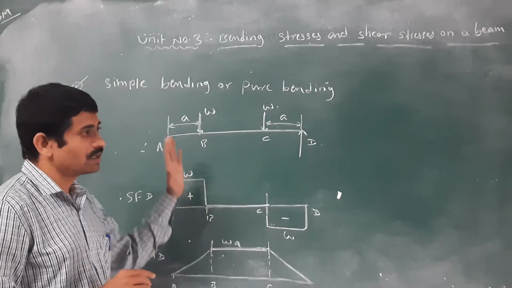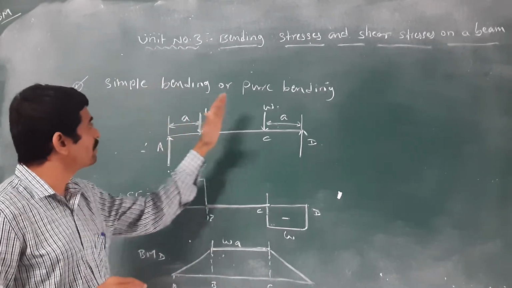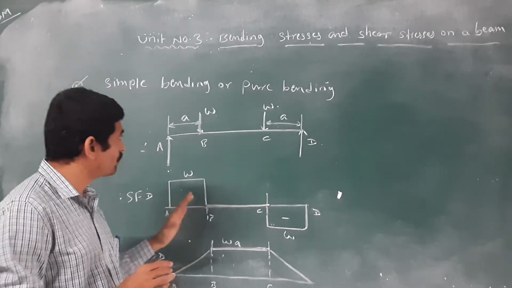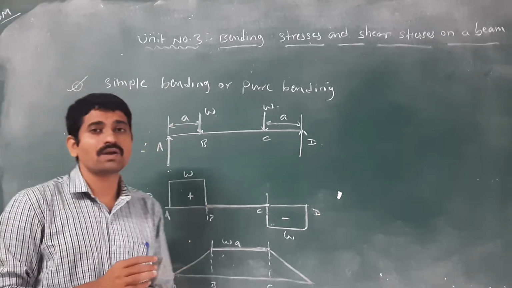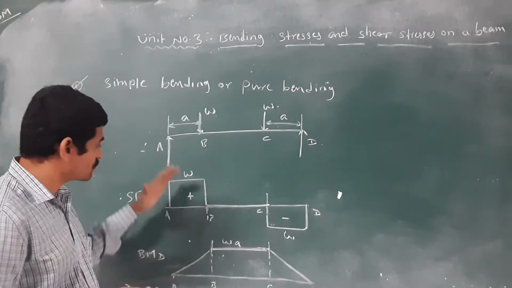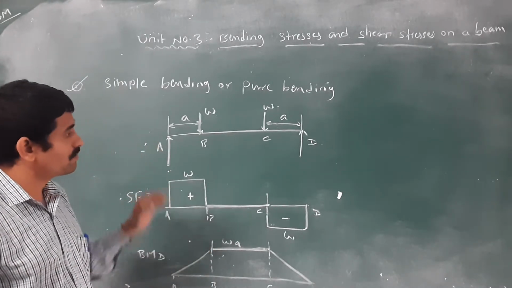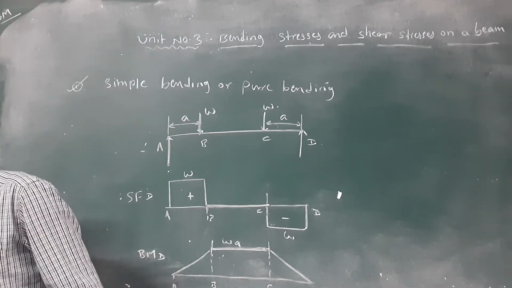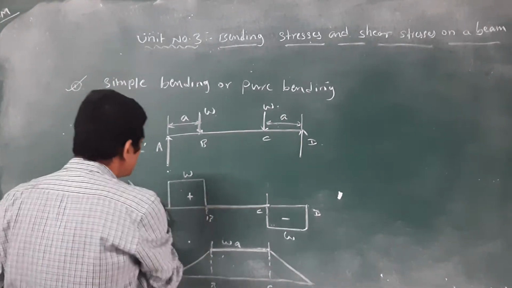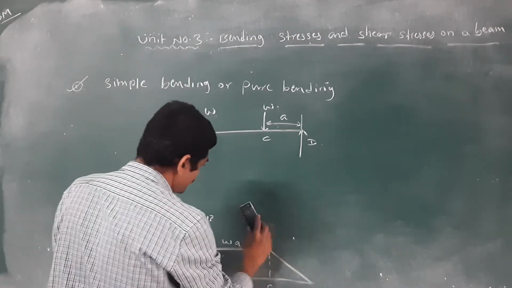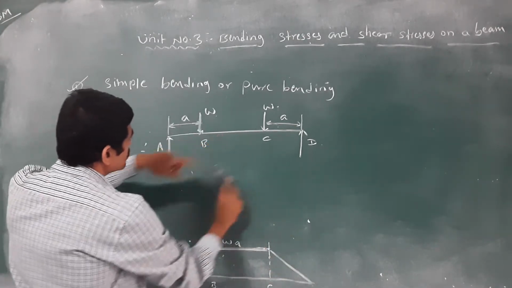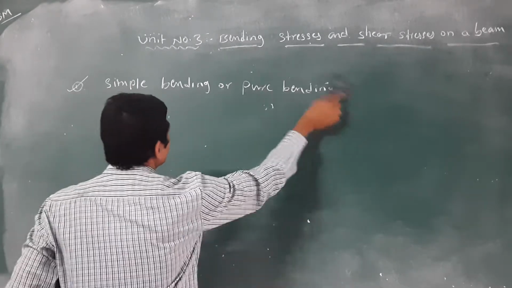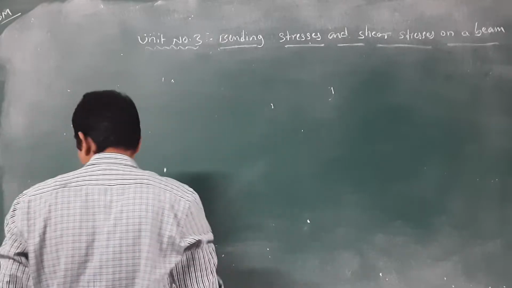In this unit, you have to consider only simple bending or pure bending. You get the numericals in simple bending or pure bending. That's why you should remember what is meant by it. All of you clear? Yes. When the beam is subjected to constant bending and shear force is 0, that portion of the beam is called pure bending or simple bending.